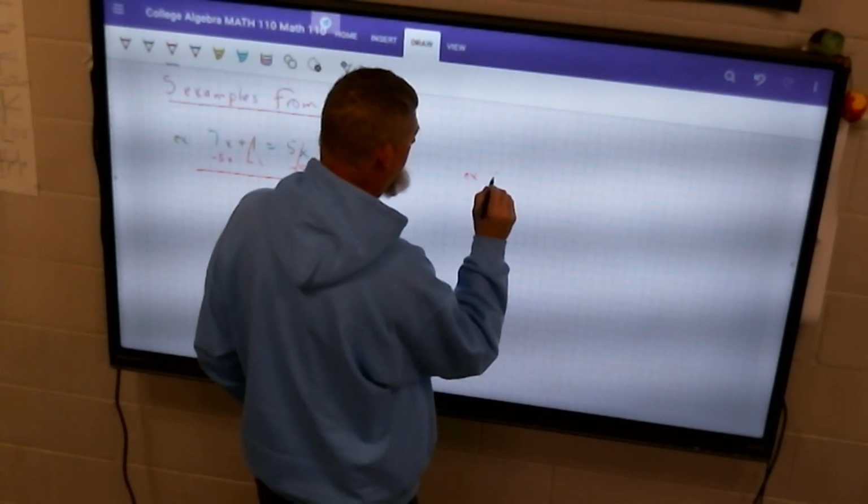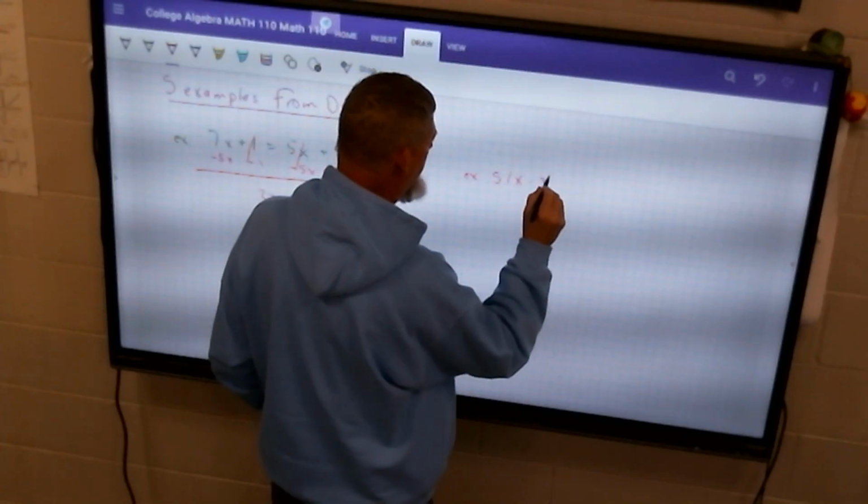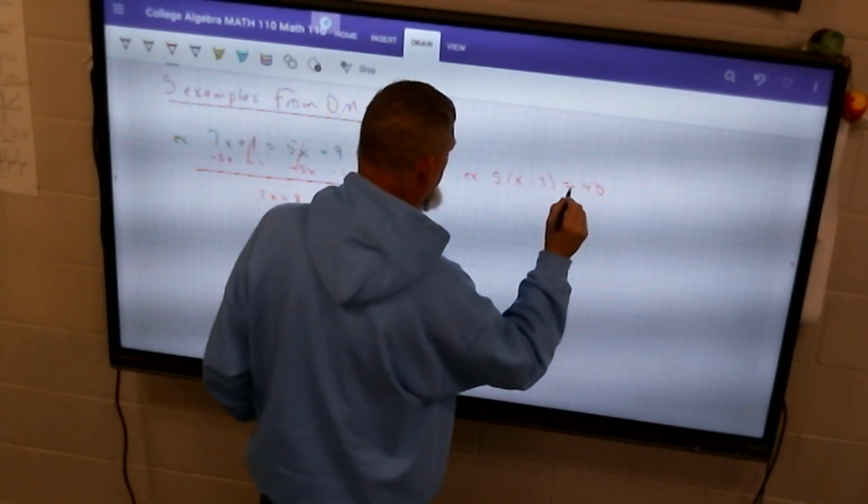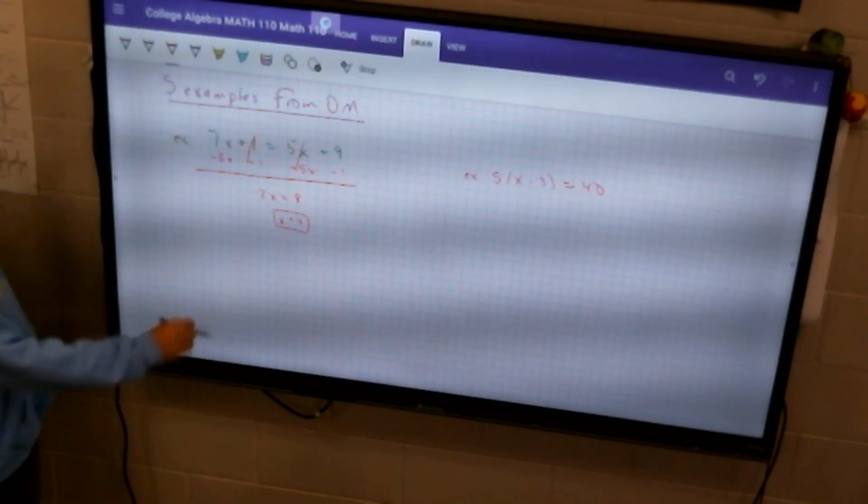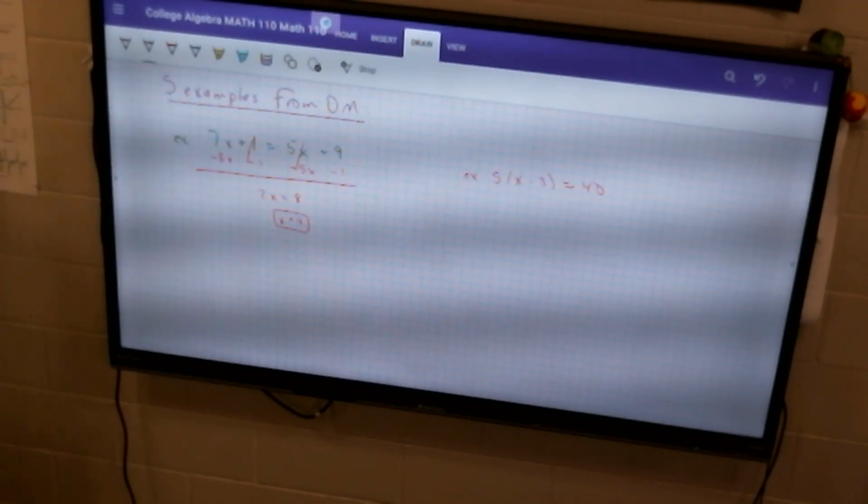5 times the quantity x minus 3 equals 40. What are 2 things you could do first on this one? What's one thing I could do first? I can do what? 5 times x, 5 times negative 3. Just distribute the 5. Absolutely, we can do that. What's the other thing I could do? Might save me a little time. It'd actually be fewer computations.